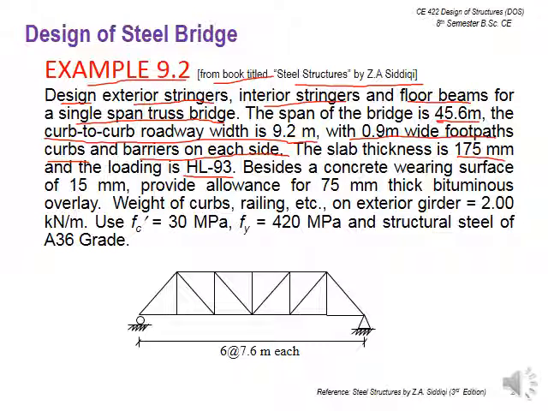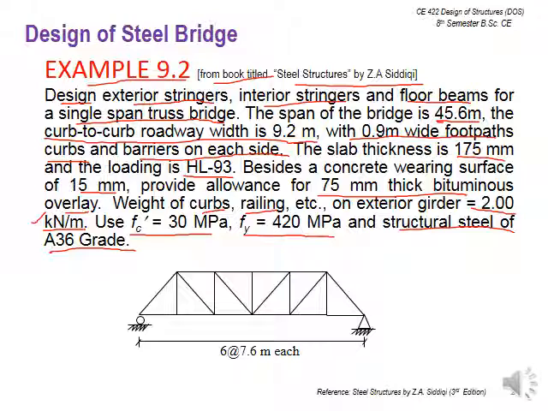Besides a concrete bearing surface of 15 millimeter, provide allowance for 75 millimeter thick bituminous overlay. The weight of the curbs, railing etc. on the exterior girder is specifically to be considered as 2 kilonewtons per meter. So while we calculate the dead load for the exterior girder, we have to include that component also, the weight of the curb, railing and other components. Use f'c 30 megapascals, fy 420 megapascals and structural steel of A3060 grade.